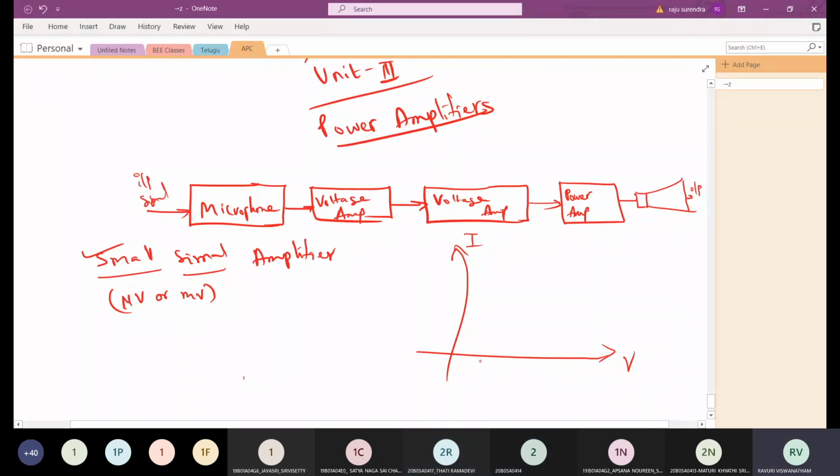You can say simply, for example, 0.3 volts is the cut-in voltage of the diode. By increasing the voltage there is no change in the current. Whenever it reaches the diode cut-in voltage, then only it increases. So what is this portion?